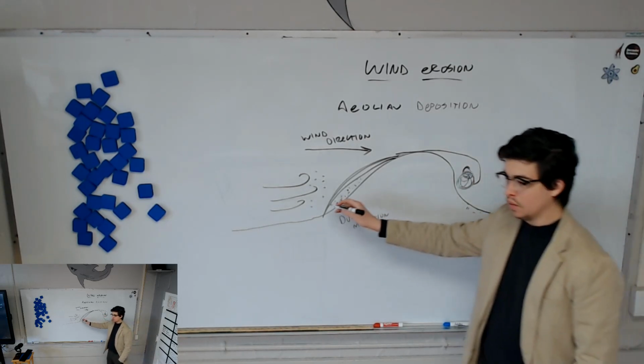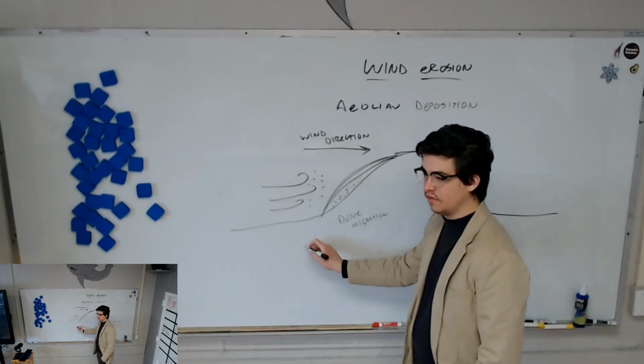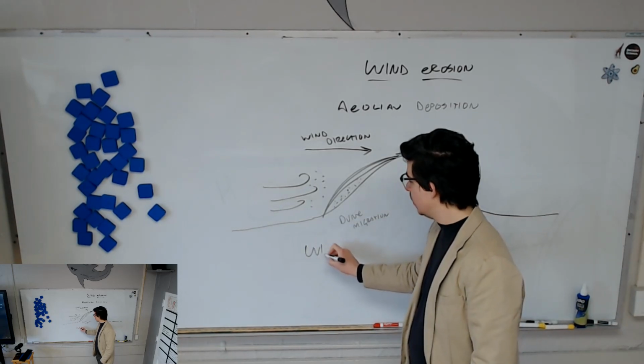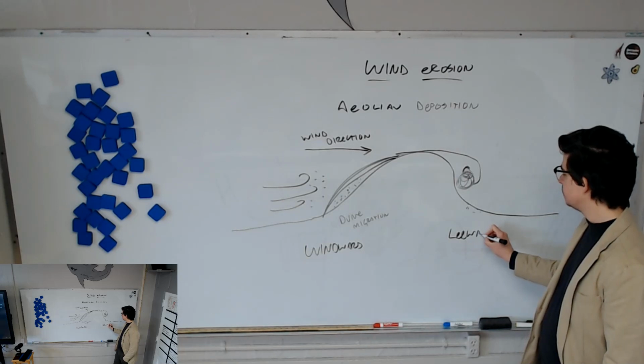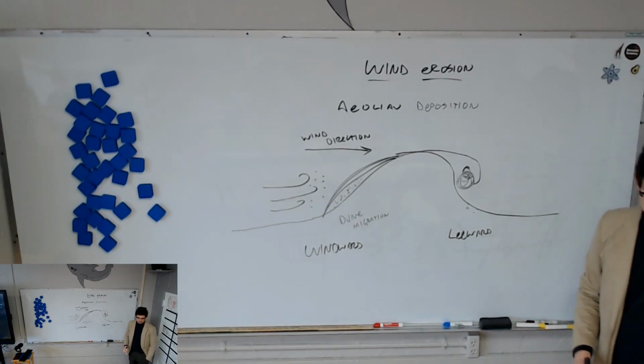We call the side facing the wind, we've already talked about this once, the windward side. And this side is called the leeward side. This is the general truth about dunes.